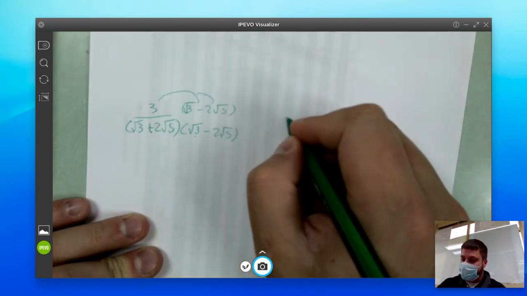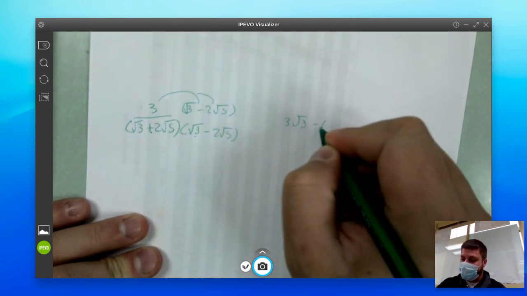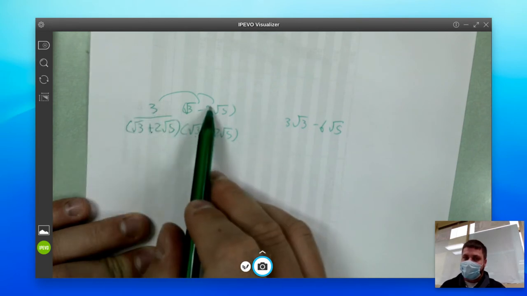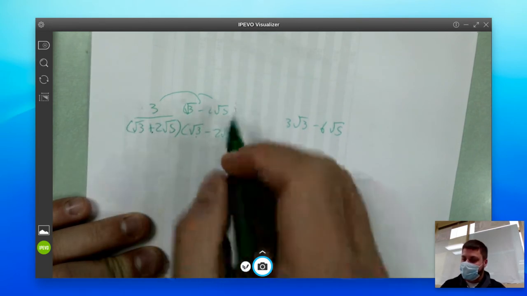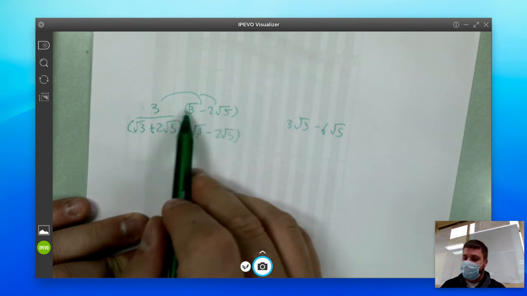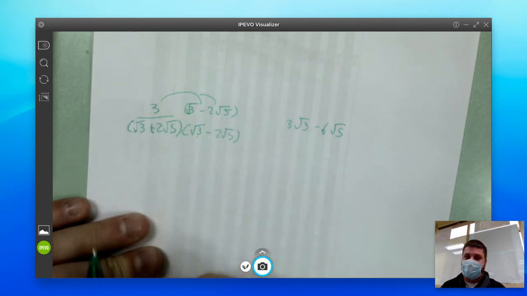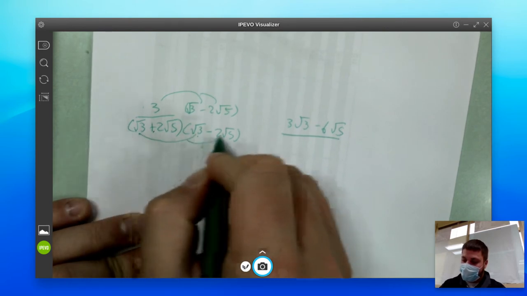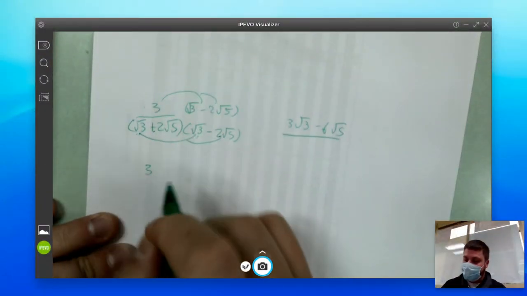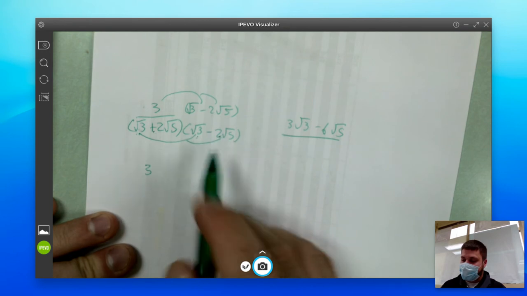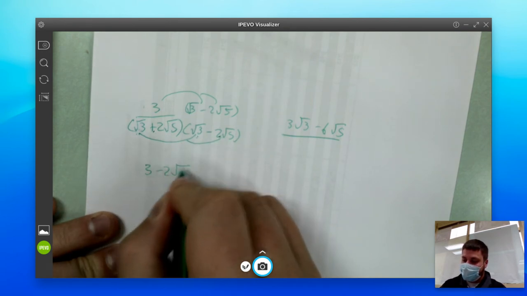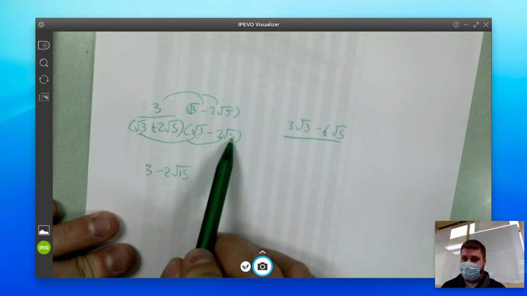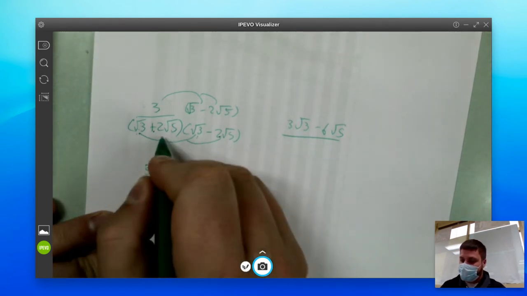On the top, I've got 3 radical 3 minus 6 radical 5. This 3 is an outside number, so it only multiplies the outside number of 2. It does not affect the numbers that are inside the radicals, the 3 and the 5. My denominator now is a FOIL problem. Radical 3 times radical 3 is 3. Radical 3 times negative 2 radical 5 is negative 2 radical 15. Since the 3 is under the radical, it only affects the 5 that's under the radical.